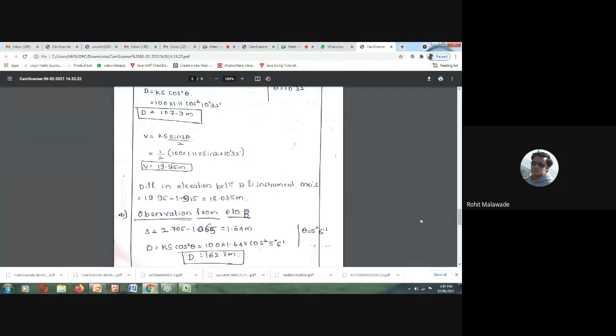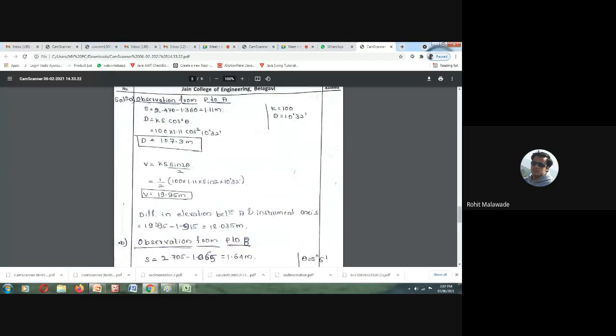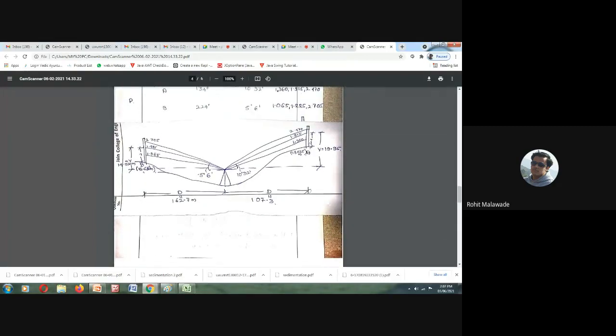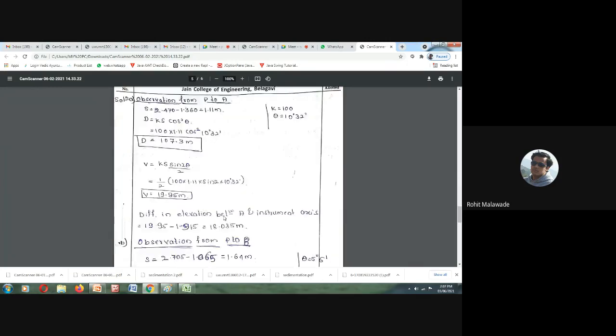So what is the difference in elevation between A and the instrument axis? The instrument axis is nothing but this, 1.915. To determine the elevation of A, we take this minus this, that is 19.95 minus 1.915, and we get this particular height. So the difference in elevation between A and the instrument axis is 18.035. Is it clear, part A? Yes, sir. I'll go ahead.